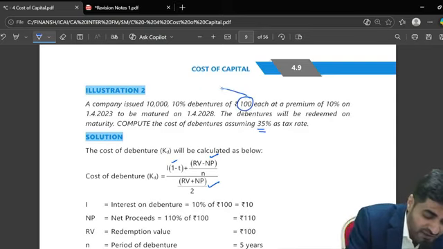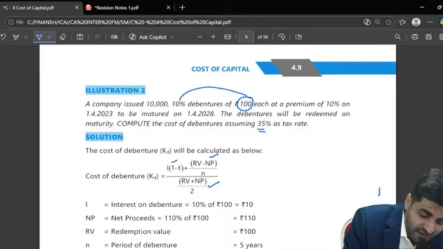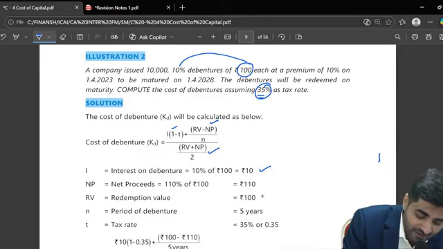Now the face value is 100. What is the rate? 10%. So can I say interest will be 10 into 1 minus tax rate? What is my redemption value, guys? Redemption value: if no data is given to you, we will redeem everything at par. So par will be nothing but 100.